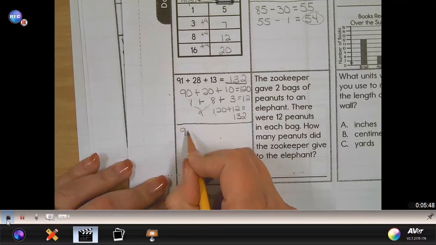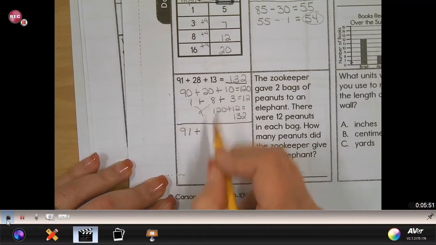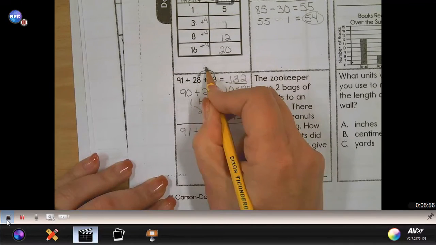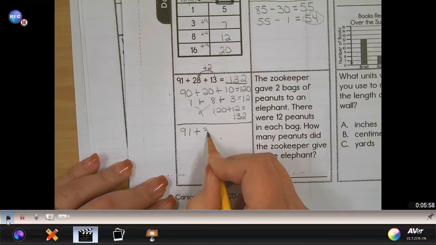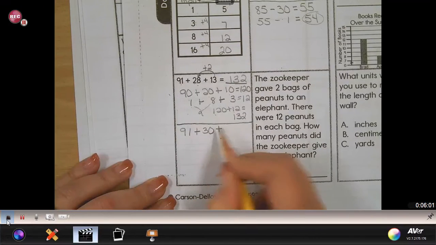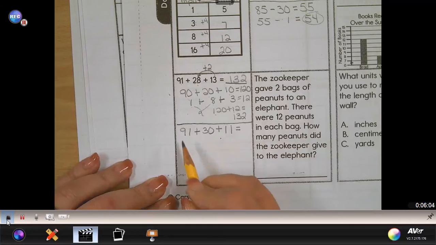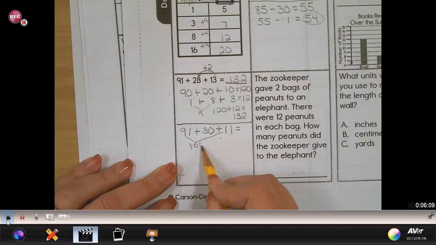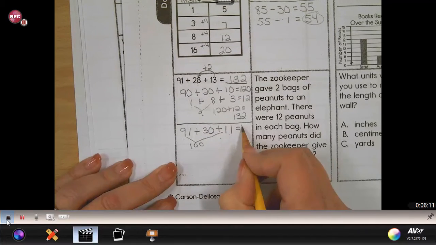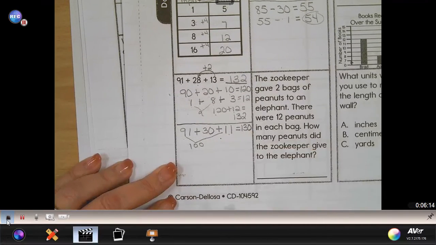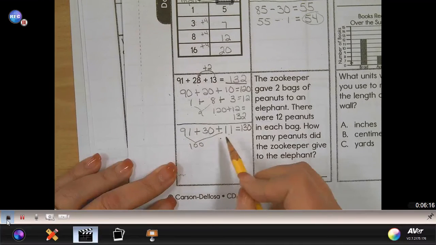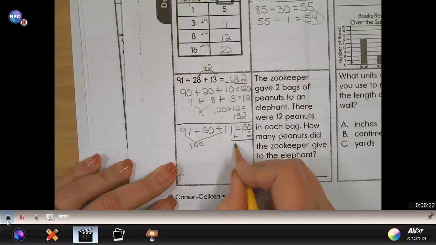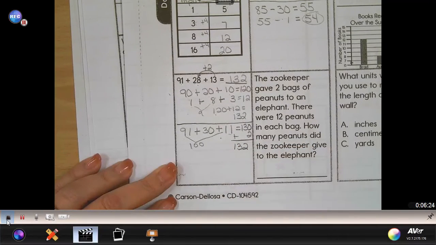So I could have 91, and I could take 2 from that 13 and add it to the 28 to make 30, and then that would have 11 here. So 90 and 10 is 100, and then add the 30 would make 130, and then I could add the 1 and the 1, and that would make 2, and then I add those together, and there's your 132 as your sum.